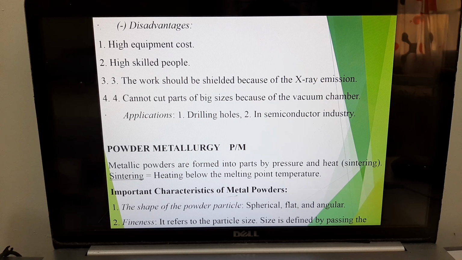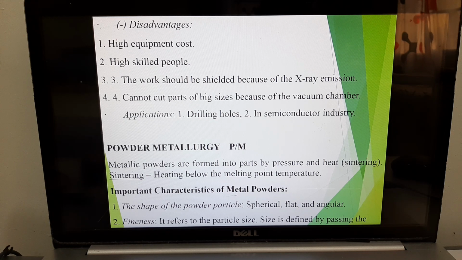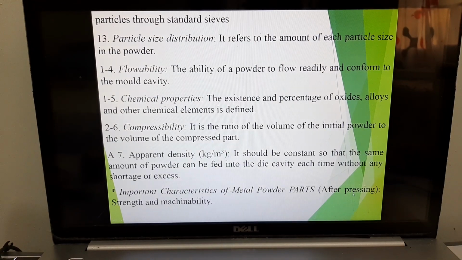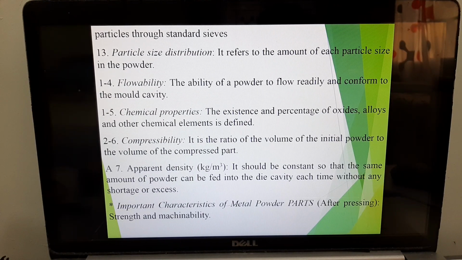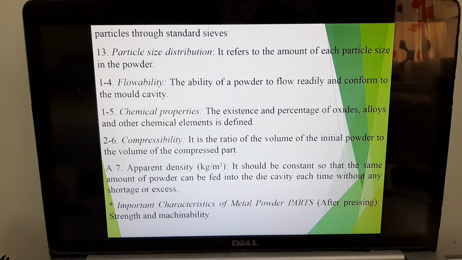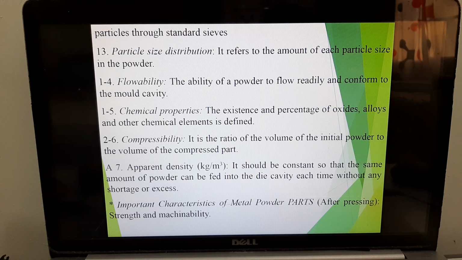What are the important characteristics of metal powders? First of all, the shape of the powder particle: spherical, flat, angular. The fineness refers to the particle size, which is defined by passing the particles through standard sieves. Particle size distribution refers to the amount of each particle size in the powder. Flowability is the ability of a powder to flow readily and to conform to the mold cavity. Chemical properties refer to the percentage of oxides, alloys and other chemical elements present.